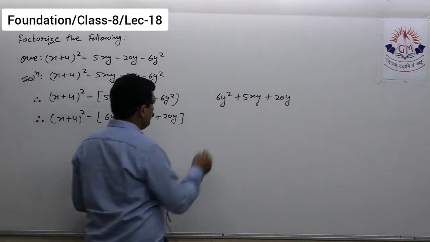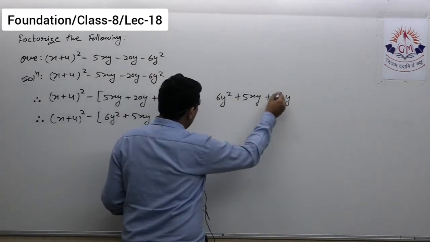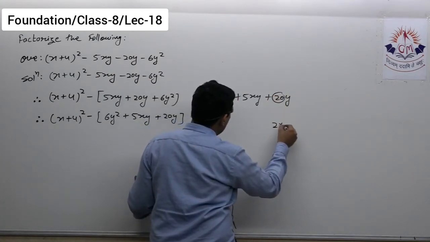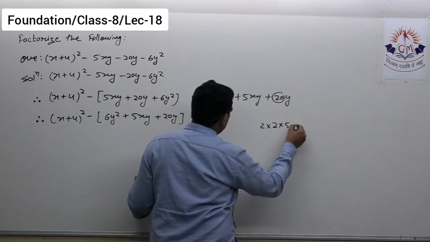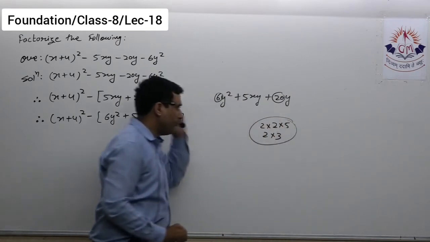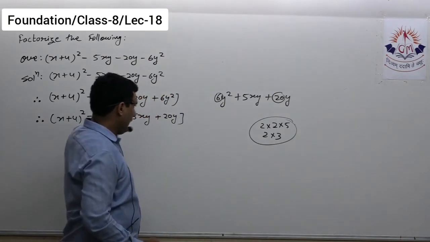Okay, so I have to find the factors of 20 and 6. So factors of 20 are 2 into 5 into 2, and factors of 6 are 2 into 3. So using all these factors, I have to get 5x.